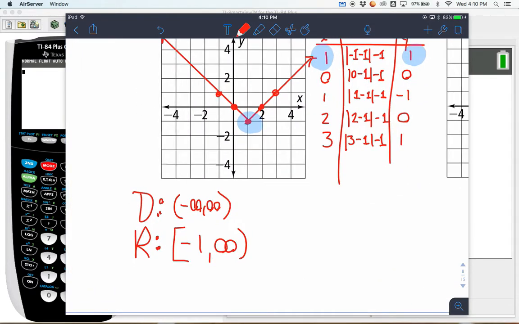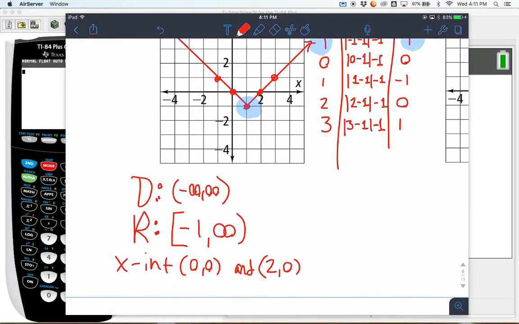Intercepts. Okay, so x-intercepts, actually, the x-intercepts are two different ones right there. So you got 0, comma 0, and you also have 2, comma 0. Now, as far as a y-intercept and where it crosses the y-axis, there's only one. Crosses at 0, comma 0.